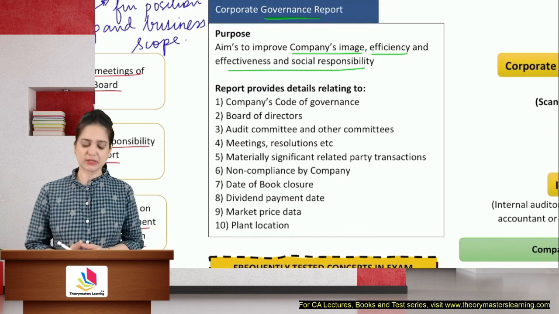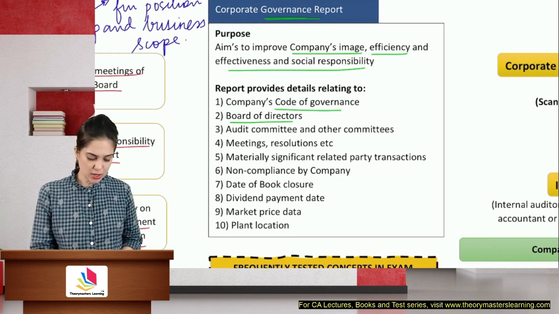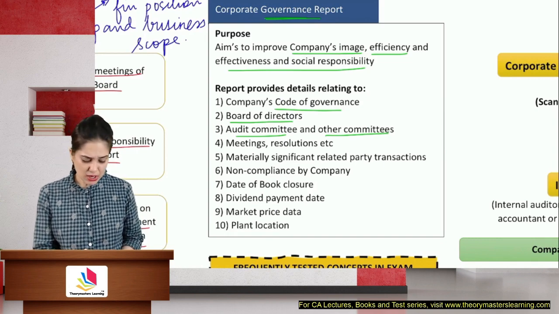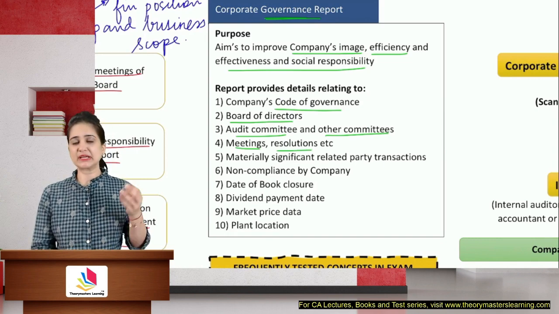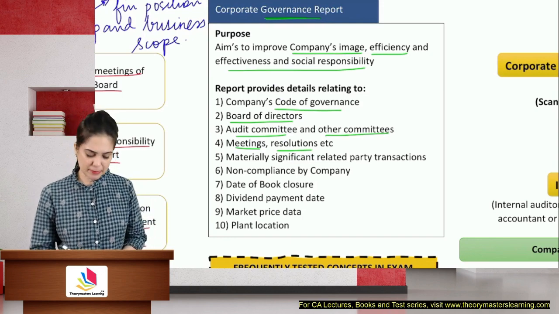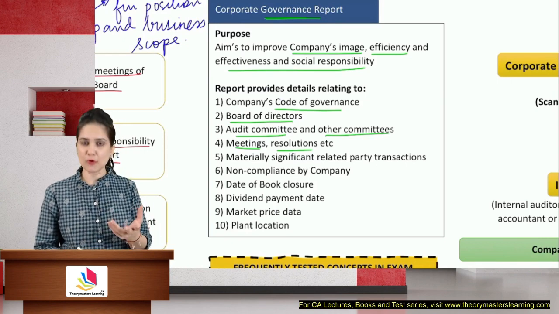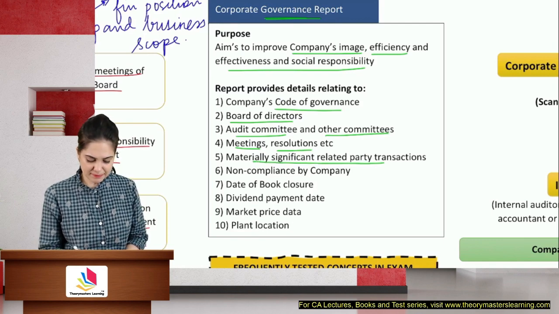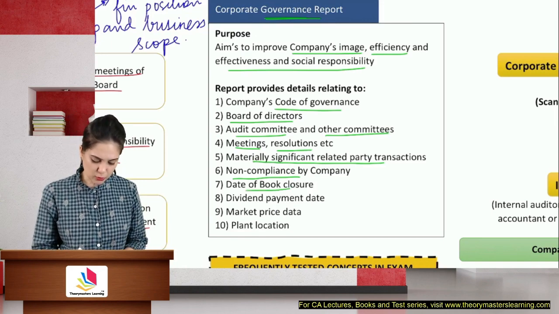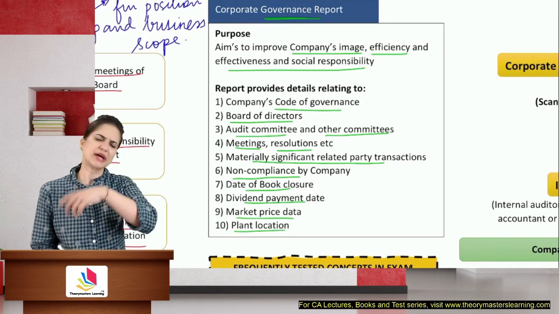These are good governance. The company's code of governance and the board of directors' composition will be discussed over here. Audit committee and other committees, their formation will be discussed and their members will be pointed out. Meetings held in the year: the annual general meeting, board of directors meeting, when the other meetings were held, the resolutions that were passed, the dates of the meetings, and the people who attended the board meeting. Materially significant related party transactions, non-compliance by the company, if any, date of book closure for declaration of dividend, dividend payment date, market price, plant location, and many other things.